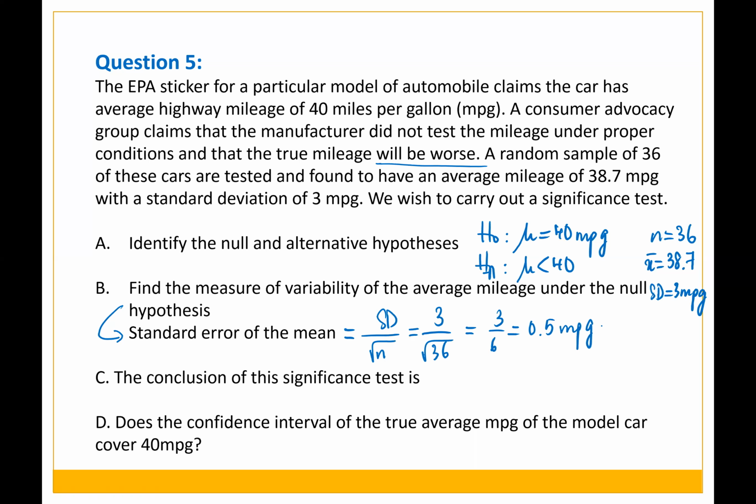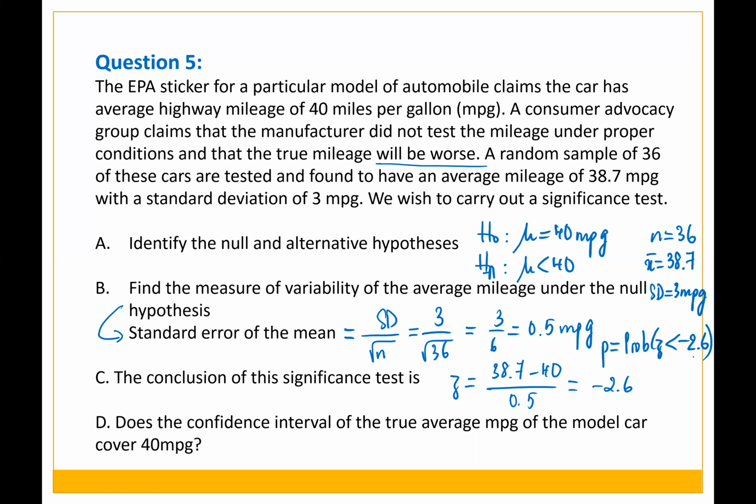Now part C, what is the conclusion of this test? If we find the standard score, I will find Z here, which is 38.7 minus 40 divided by 0.5, and it gives us negative 2.6. Based on the probability table for normal approximation, we have the p-value equal to the probability of Z smaller than negative 2.6, as I mentioned last week in lesson 11.